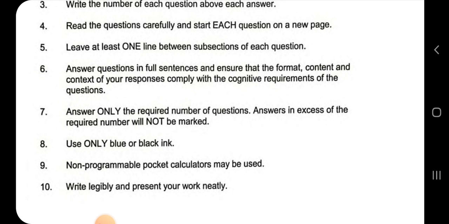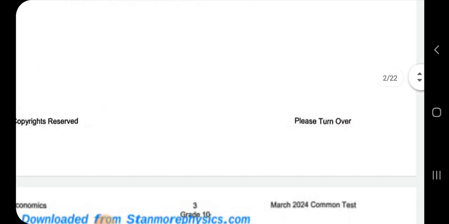Answer only the required number of questions, so you don't answer the whole question paper and say the teacher will choose. No, you choose. They might disqualify your entire question paper if you answer every question. So answers in excess of the required number will not be marked. Use only blue or black ink. Non-programmable pocket calculators may be used. Write legibly and present your work neatly.